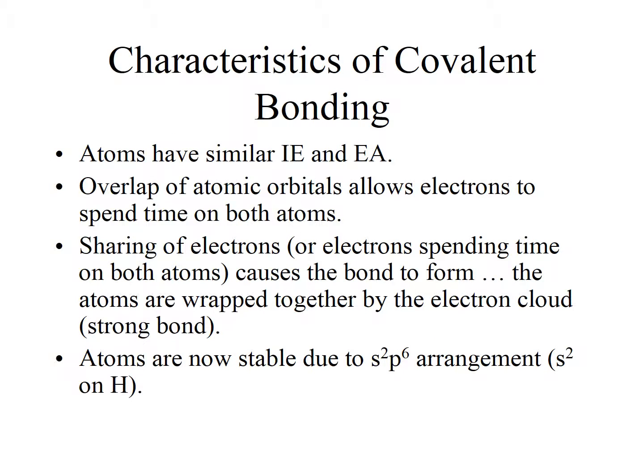So what are the characteristics? These are going to be atoms with similar ionization energy and electron affinity, which means they're both nonmetals. The overlap of the orbitals allows the electrons to spend time on both atoms, and it's the sharing of electrons that causes the bond to form. Stability comes from a stable s2p6 arrangement, or s2 in the situation with hydrogen.